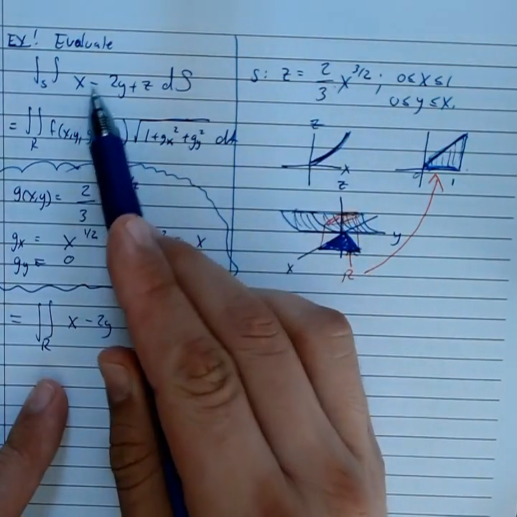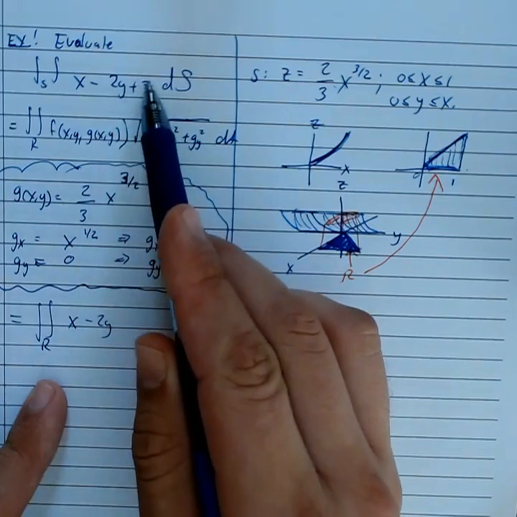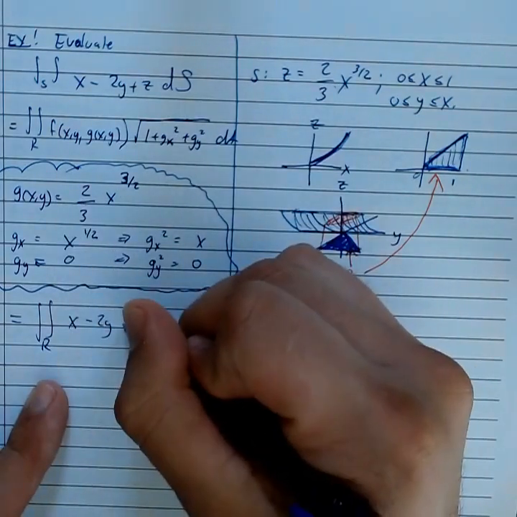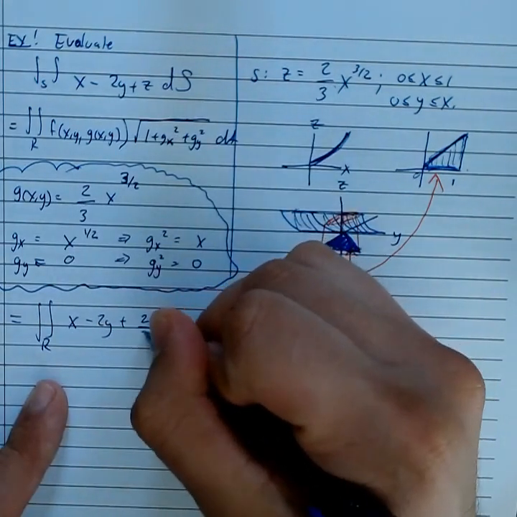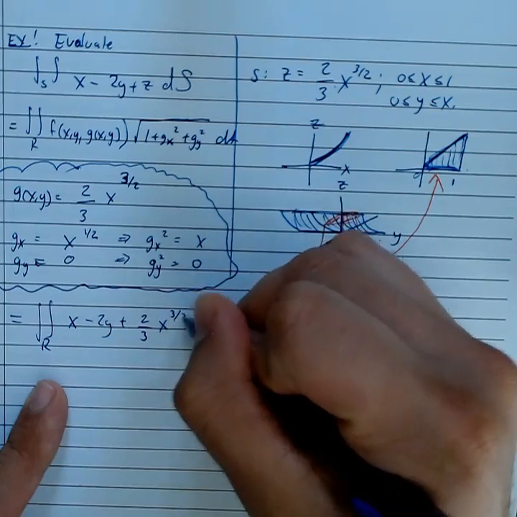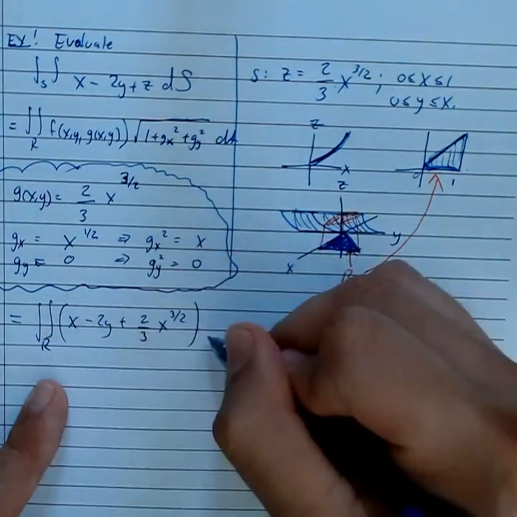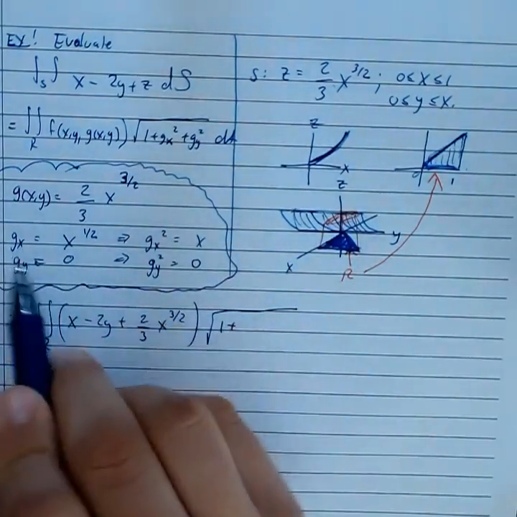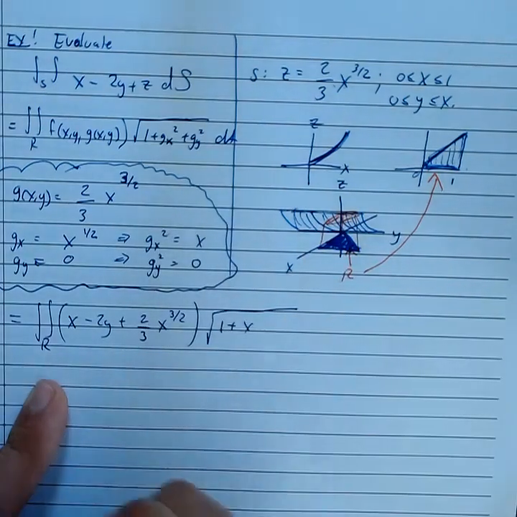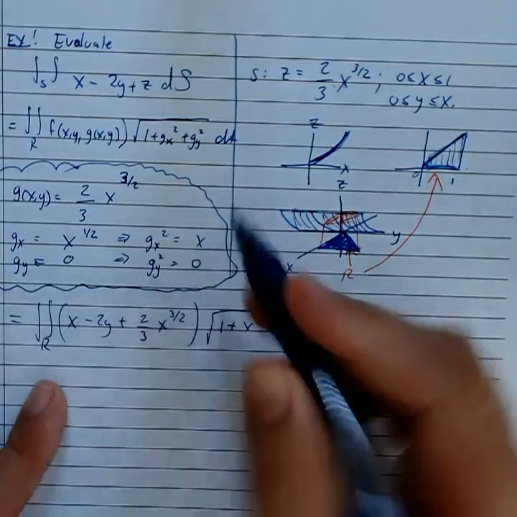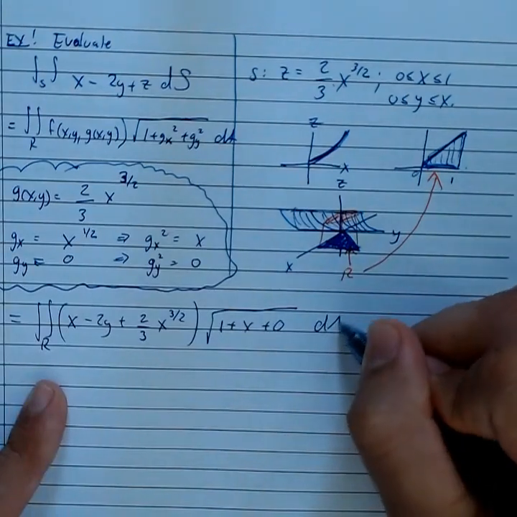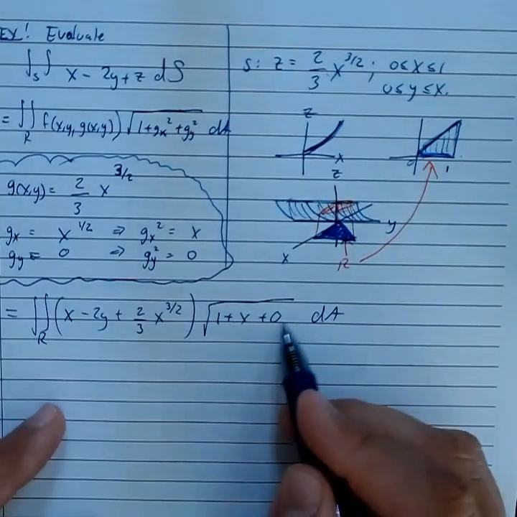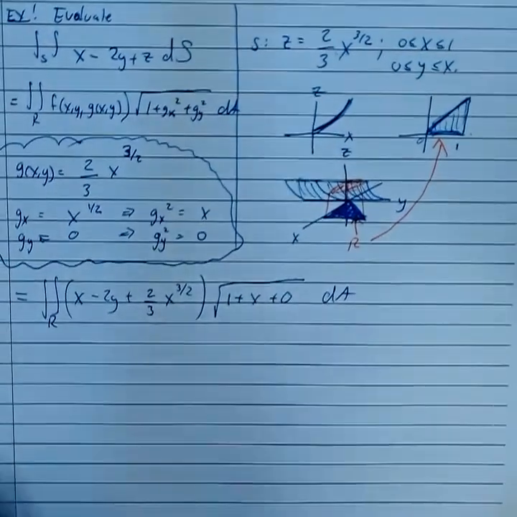So here we're going to write this as x minus 2y plus z. But z is equal to that stuff right there, z is equal to this function here. So this will be plus 2/3 x to the 3/2 power. And now that is being multiplied by the square root of 1 plus g sub x squared, which is just x, and g sub y squared, that's just 0. dA. If you don't want to write the plus 0, obviously it's unnecessary.